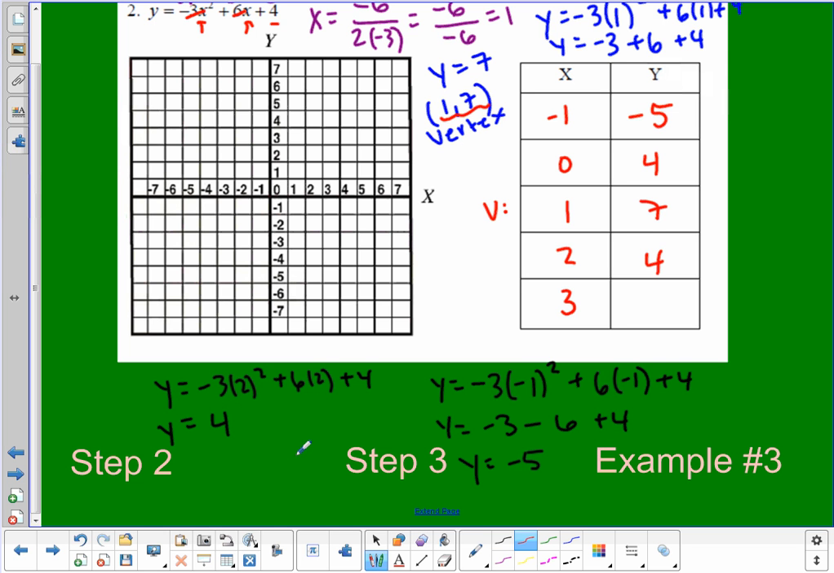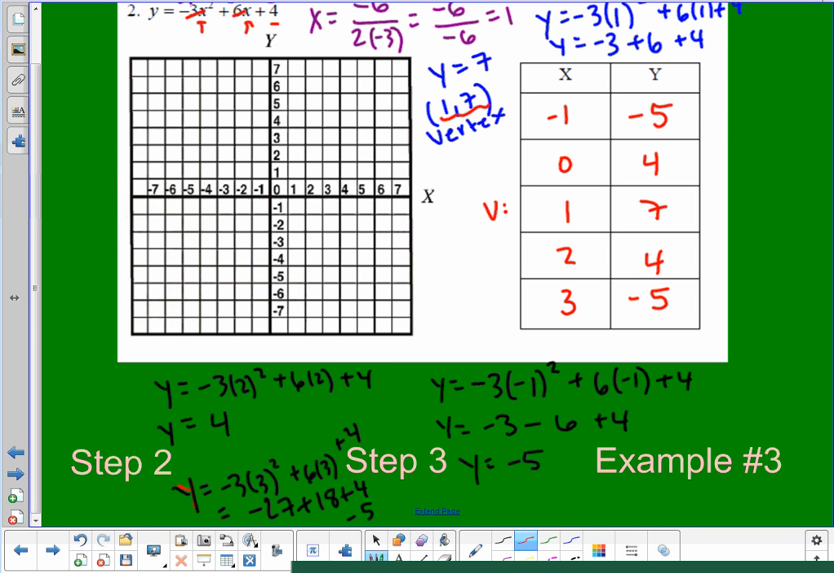And then I need to plug in the 3. So I have y is equal to, that red is kind of bad on green. Y is equal to -3 times 3 squared plus 6 times 3 plus 4. So 3 squared is 9. 9 times -3 is -27. And then -27 plus 6 times 3 is 18 plus 4. That's -27 plus 22, which is -5. So my y value there is -5.